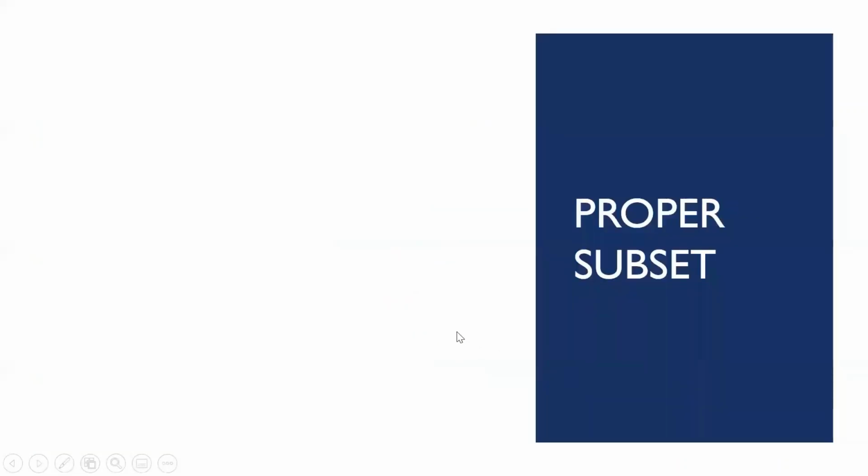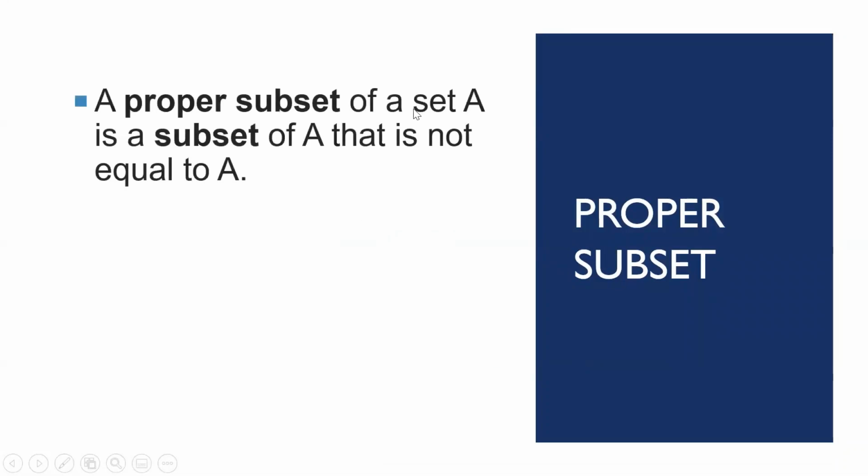Next, we have the proper subset. A proper subset of a set A is a subset of A that is not equivalent or equal to A. Again, a proper subset of a set A is a subset of A that is not equal to A. So a proper subset is also a subset. The only restriction is it must not be equal to itself.